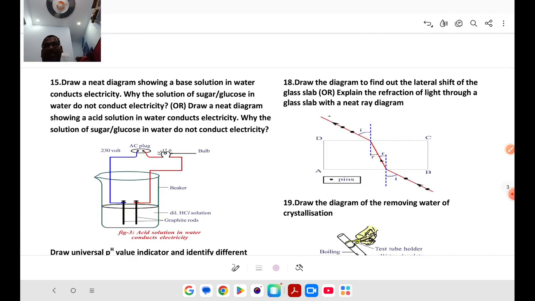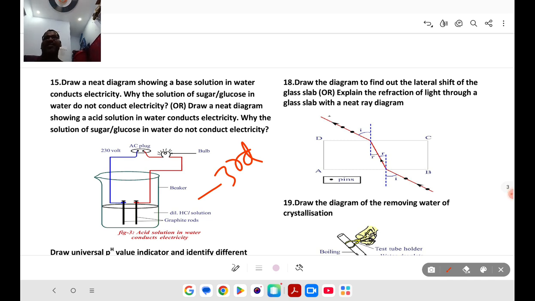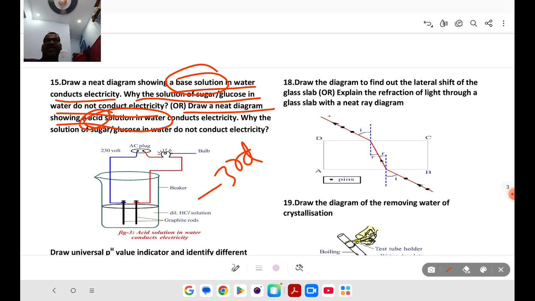Next important diagram, the previous diagram is from your third lesson, do acids conduct electricity? So indirectly it is being asked: draw a neat diagram showing a base solution in water conducting electricity. Why do solutions of sugar and glucose not conduct electricity? Because they cannot form ions. Draw a neat diagram showing an acid solution in water. Here is the acid, here is the base. So indirectly, do acids and bases conduct electricity? Direct questions from your third lesson, acids and bases.